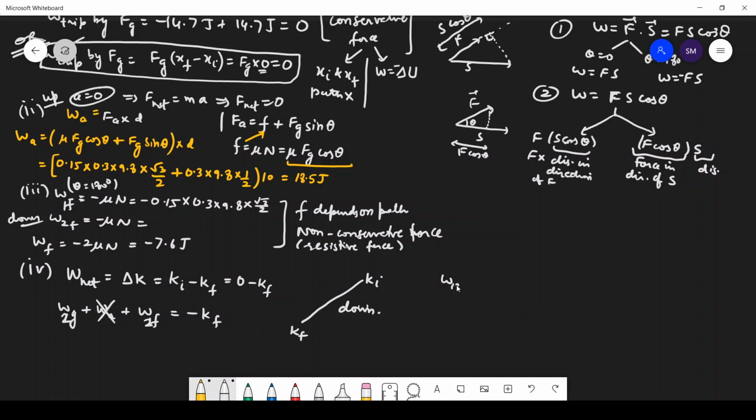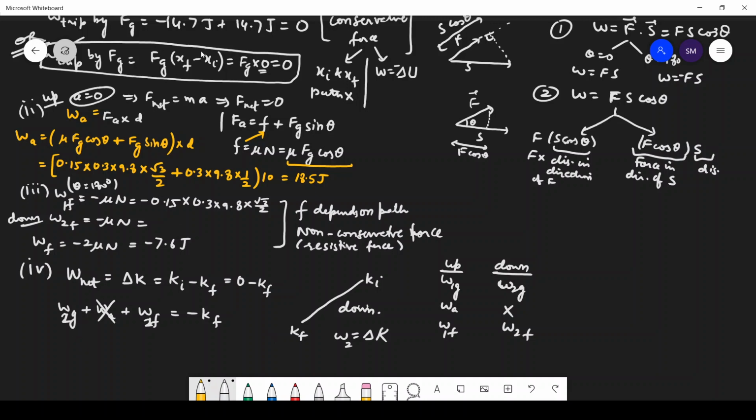So W1G we have taken for the upward journey, we have taken the work done by the applied force and work done by the friction force. For the downward journey, W2G and no applied force and W2F. So for the downward journey, let the work done be W2, and that's equal to the change in kinetic energy, by the work-energy theorem.